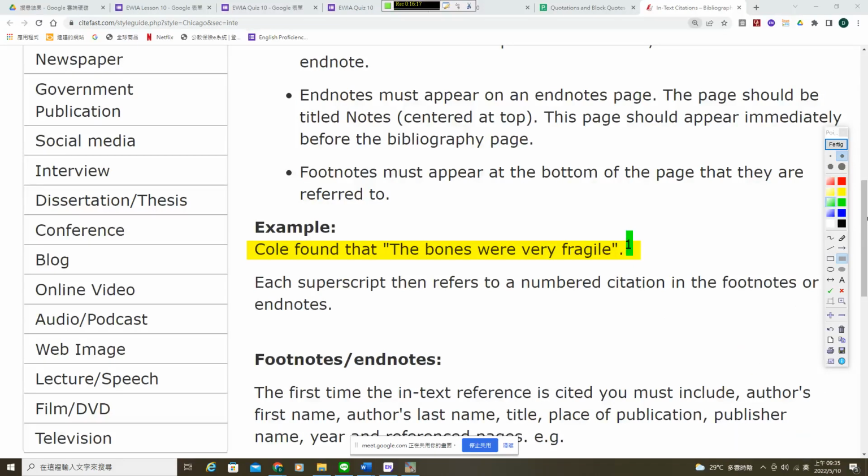So where is the beginning of the citation? "Cole found that." Here is the beginning. And "the bones were very fragile," and this is the ending. So we have a very clearly identified boundary. So your readers will know the footnote refers to this passage. That's what we call marking the boundaries. So this is very simple.